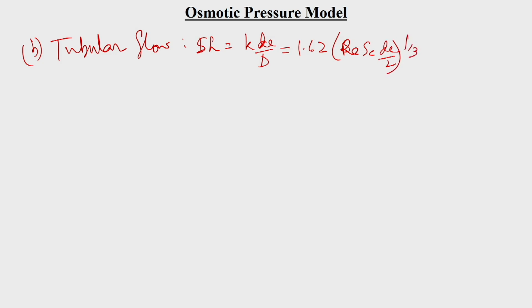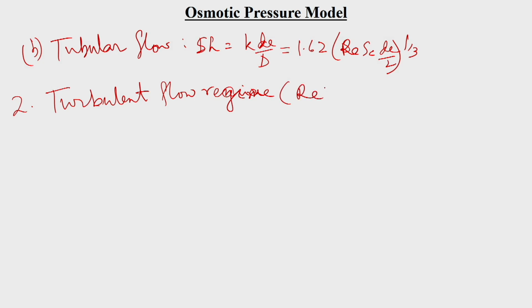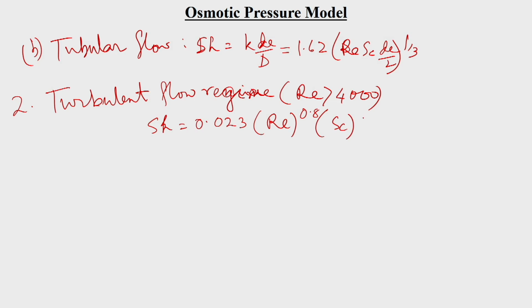Now when it is the turbulent flow regime, suppose the Reynolds number is greater than 4000, then we have the Sherwood number equal to 0.023 times Reynolds number to the power 0.8 and Schmidt number to the power 0.33. This is like the Dittus-Boelter type equation.